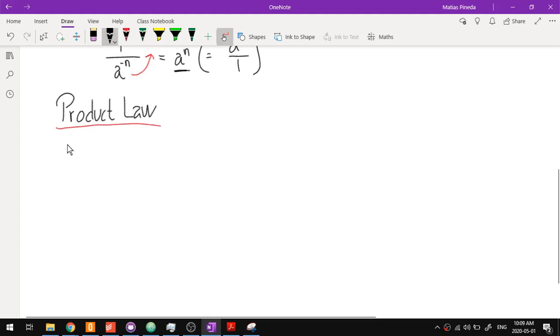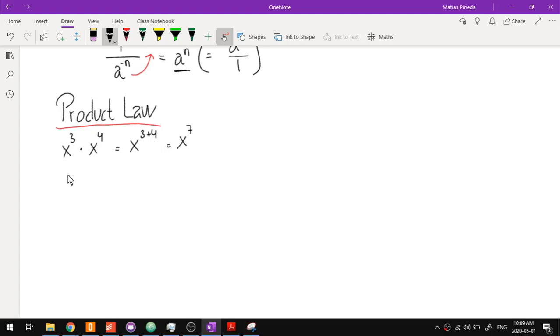And so here we're dealing with powers that have the same base, so x cubed times x to the power of 4. We have the same base, which will allow us to add the exponents. So it's going to be x to the power of 3 plus 4, which is equal to x to the power of 7.